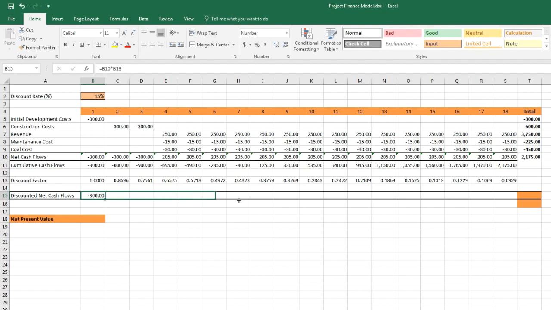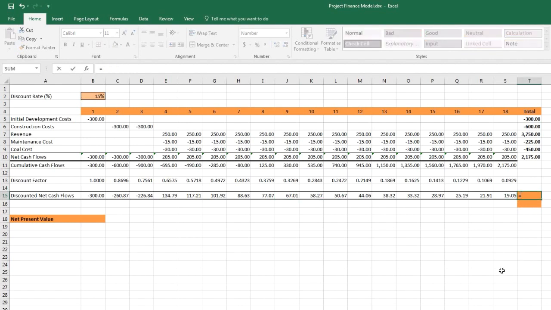If we copy this formula across, we should be able to see that in the second year, 300 multiplied by 0.8696 should give us a discounted net cash flow of minus 260.87 million in year 2. So each of these is a discounted net cash flow for each year. That is, net cash flow discounted to today's value.